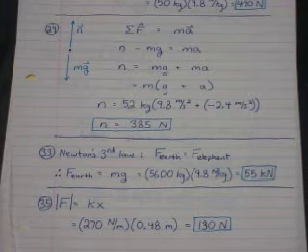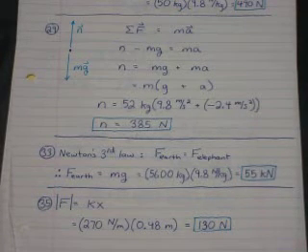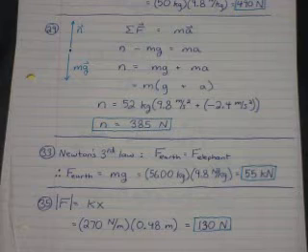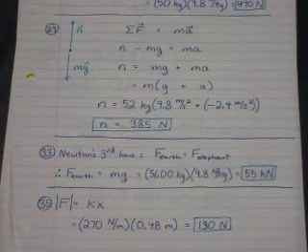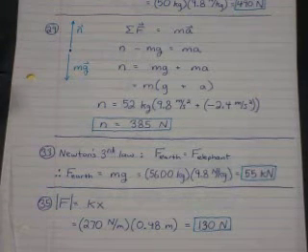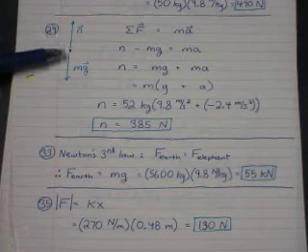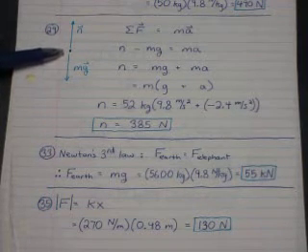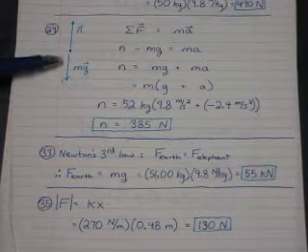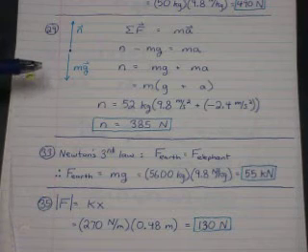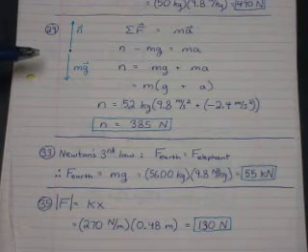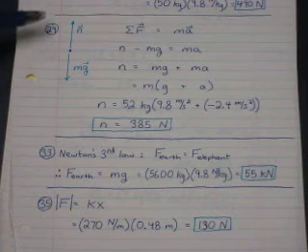Number 29. An elevator accelerates downward. What force does the floor exert on the passenger? So we're doing a force diagram. This dot here represents the passenger. We have the weight of the passenger going down. The force that the floor exerts on the passenger, that's the normal force.